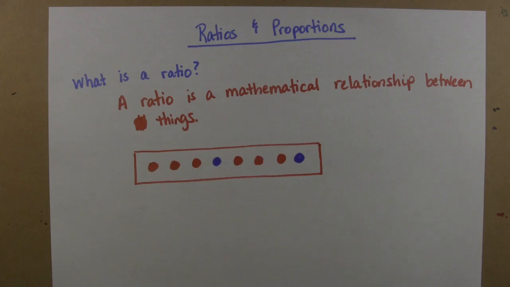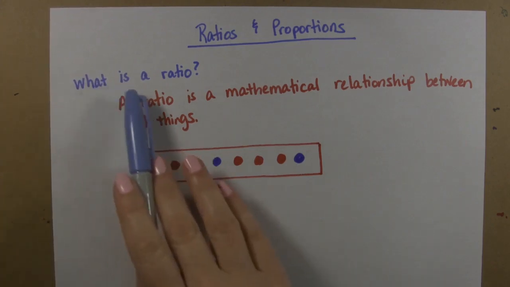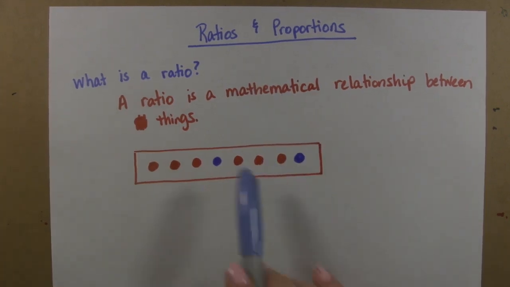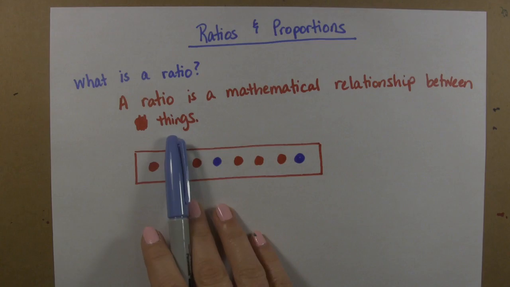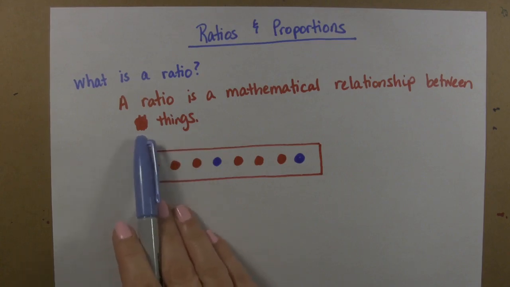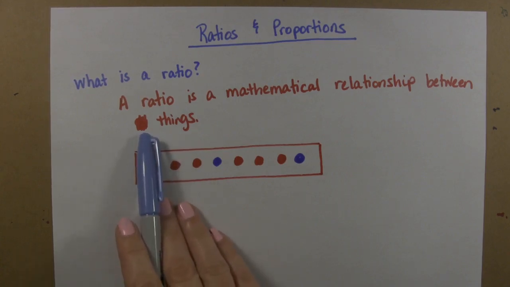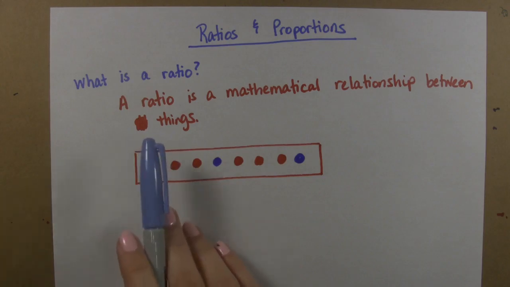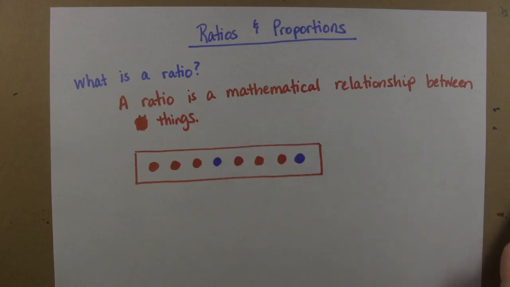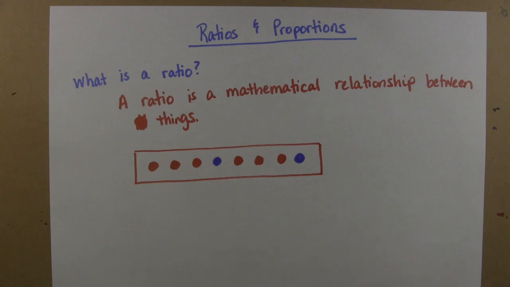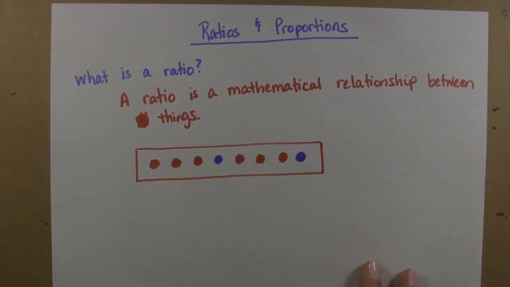So the first question that you likely have is, what is a ratio? Well, a ratio is just a mathematical relationship between things. See that scribble? I used to say that it was a mathematical relationship between two things, but that is not true because ratios can be used to show the relationship between many things. It's up to you. However, many ratios that we will encounter show a relationship between two things.